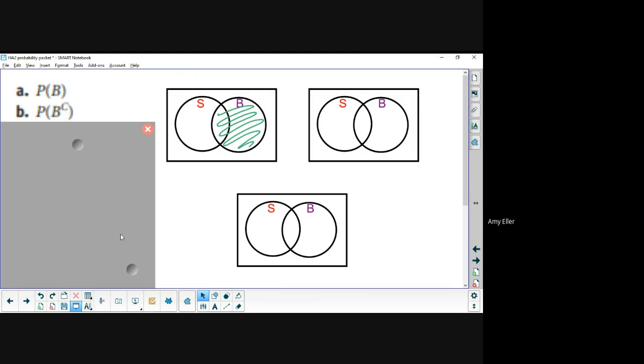Next one. Probability of not B, or the complement of B. One way to do it is to shade everything and then do not B. Can't have B. So we erase that.